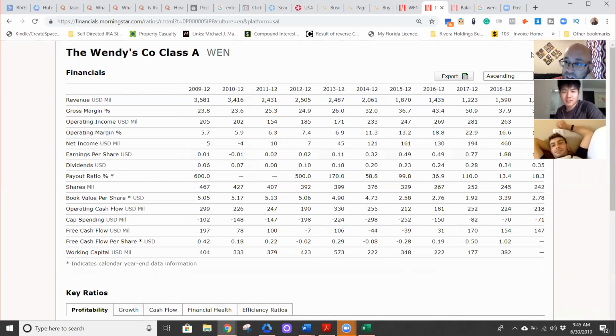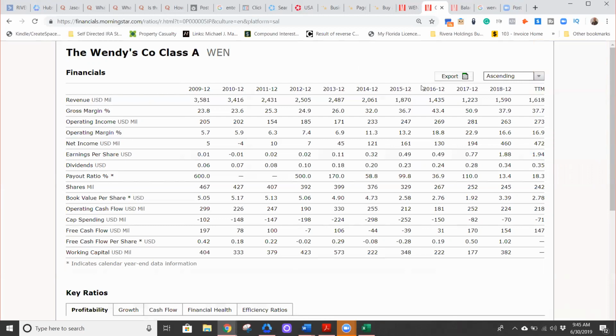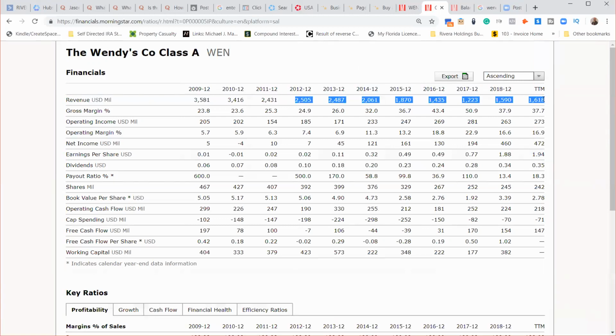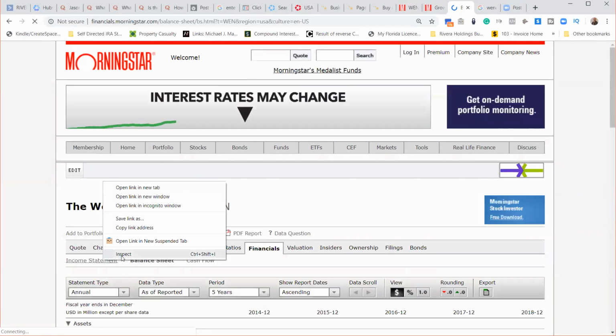Wow, this business is on fire. Look at this. Their revenue has dropped significantly. But their margins have gone up significantly since 2012. And net income exploded, earnings per share exploded. They've been buying back more and more shares. Why's the book value down? Aha, good question. Let's go see.